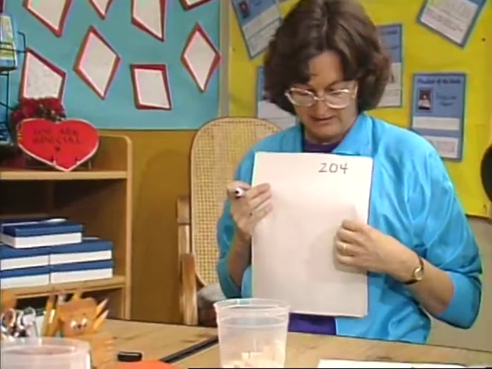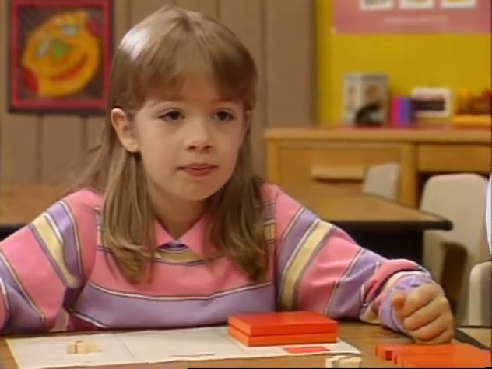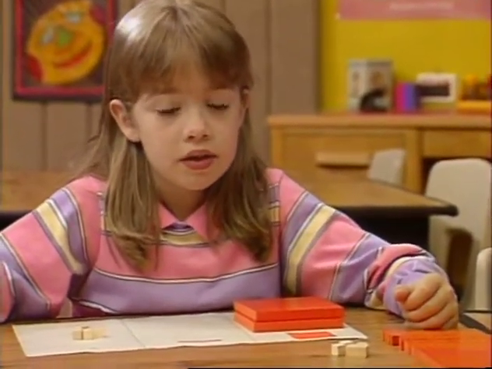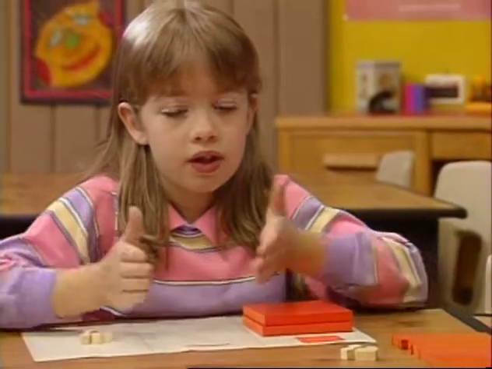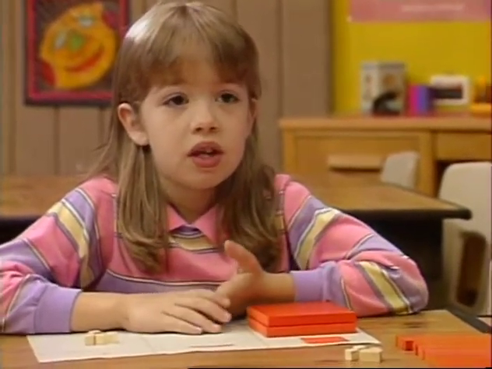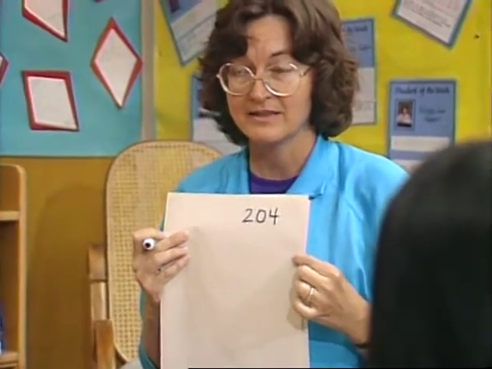And what does the 2 mean? Let's ask Jennifer what the 2 means. The number 2 means to have two flat blocks on the board. And what about the 0? The 0 means that you have no tens in the tens column. Okay, and this one here. What does this one mean? Go ahead, Jennifer. The 4 stands for units.